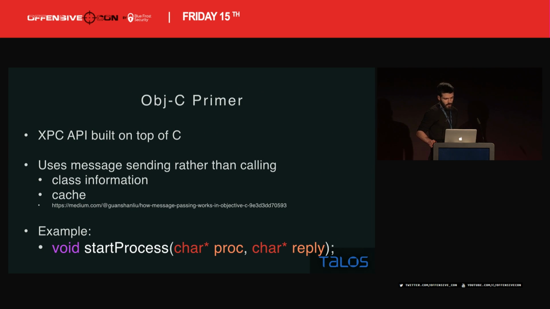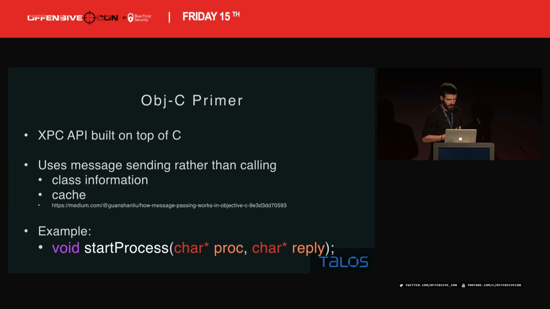So now there's going to be 2 slides on Objective-C. There is a cross-process communication API built on top of C that is very overlooked. It uses message sending rather than calling, Objective-C itself. And so it uses the class information and a method cache to give you O(log n) lookup times to do this method calling.